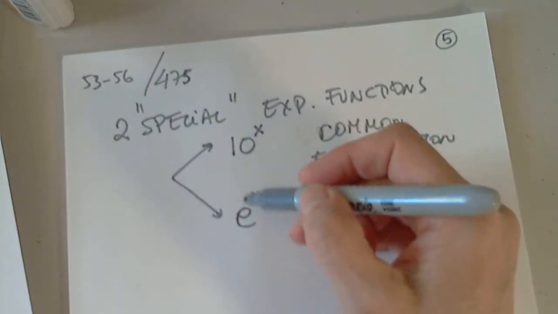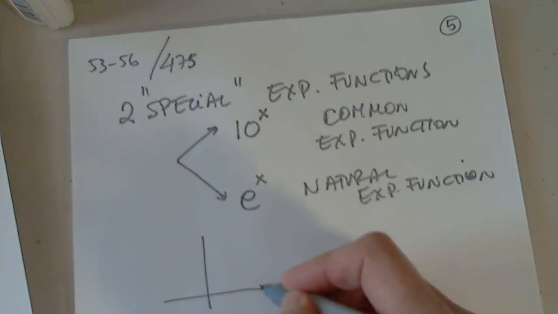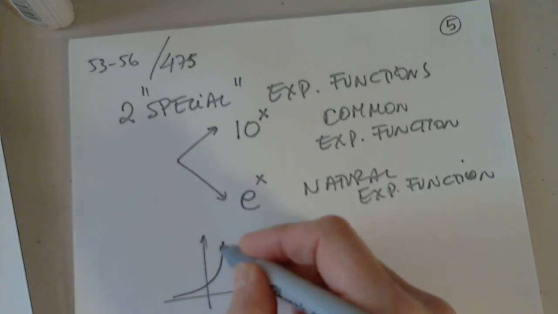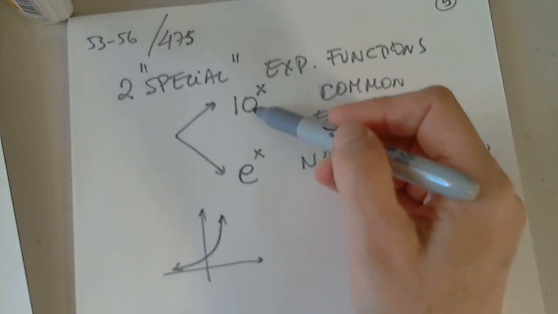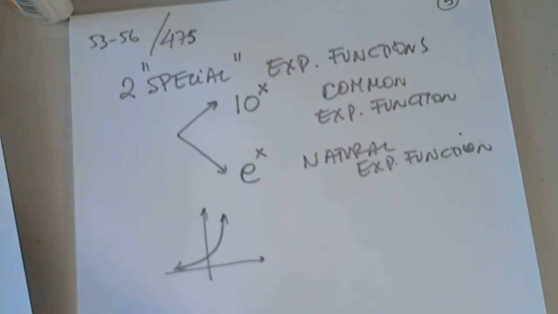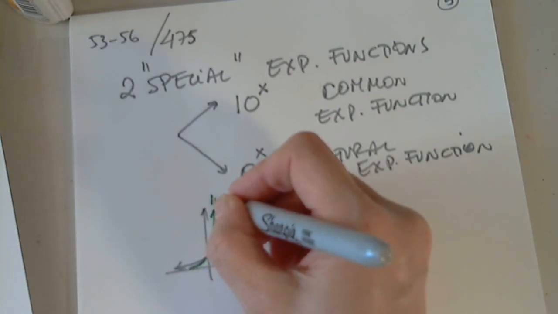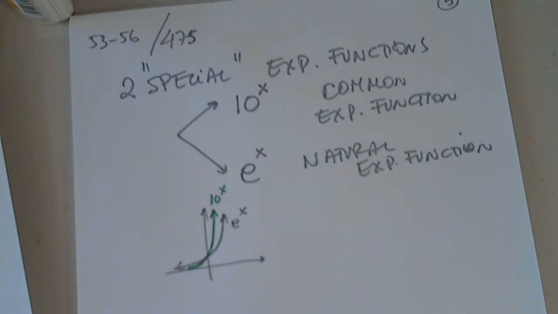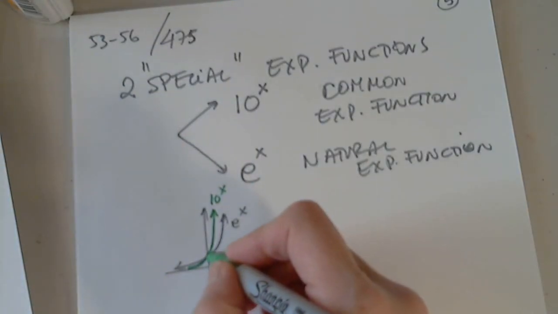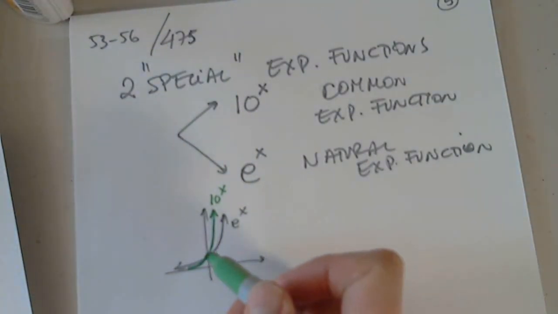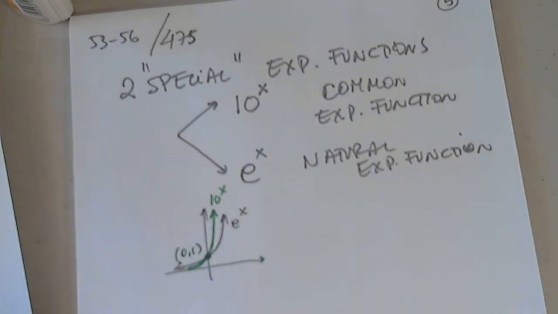Because both of them have base greater than 1, their graph will look like this. The higher the base, the closer to the y-axis. So if this is e to the x, this will be 10 to the x. Closer. You can also put them in the graphing calculator. Of course, you notice the pure exponential function has to cross at 0, 1. For sure, forever, if it's pure. No transformations, I mean, by pure.